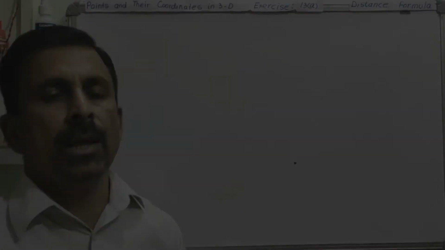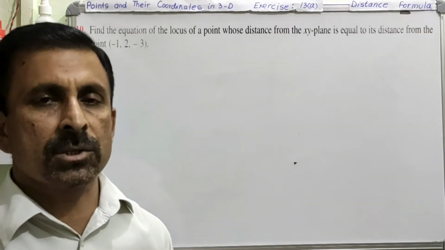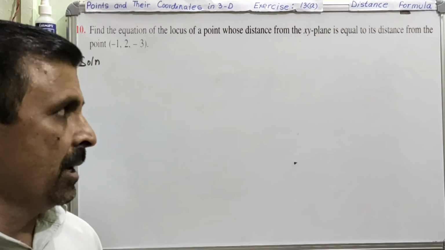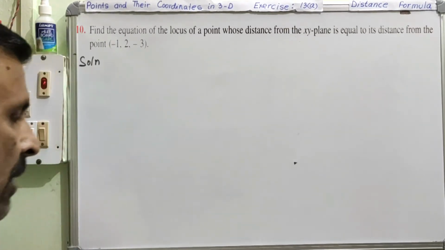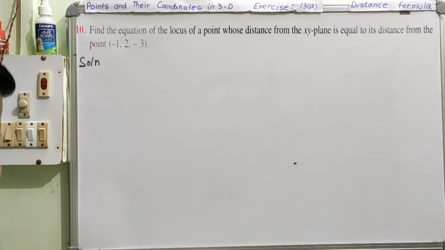Thank you. Now we will move on to the last question for the day, question number 10. See what question number 10 says. Find the equation of the locus of a point whose distance from xy plane is equal to the distance from the given point, negative 1, 2 and negative 3.